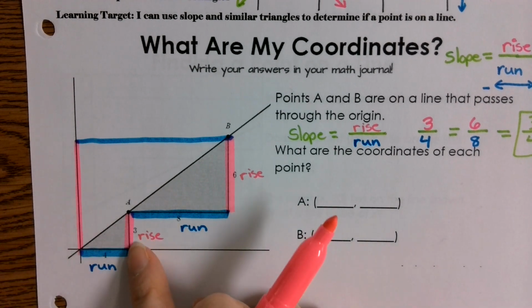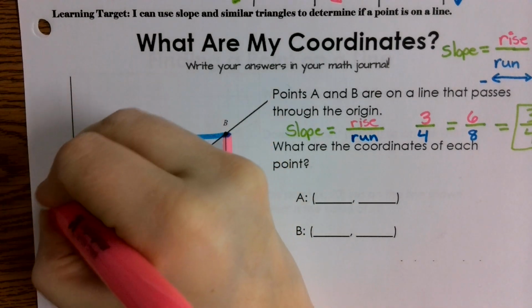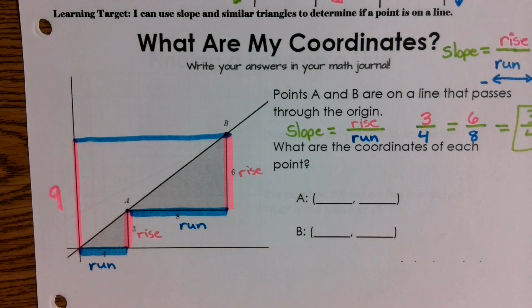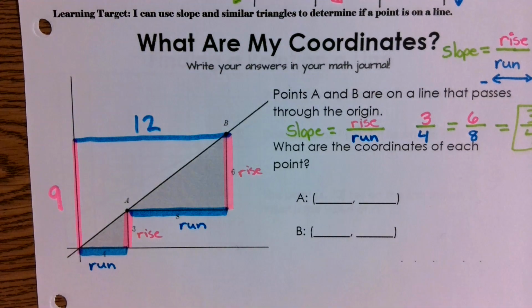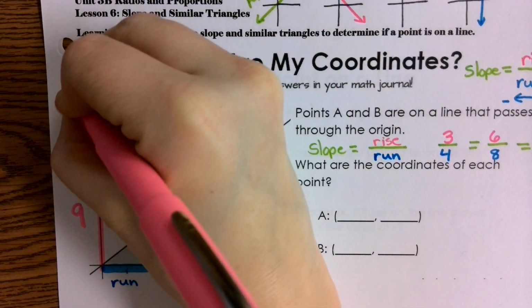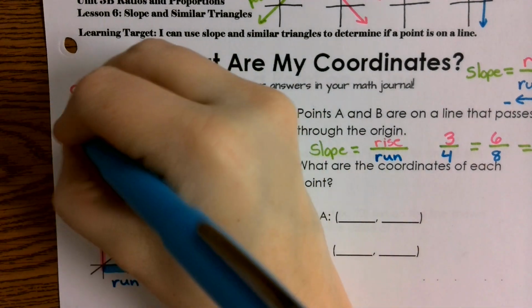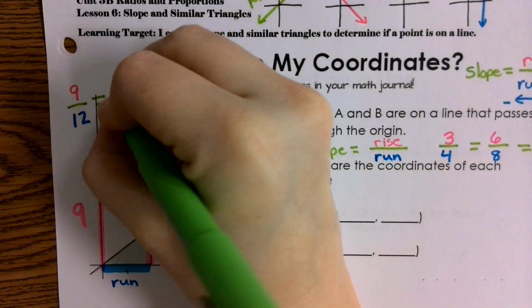9. Let's see, if we have 3 and then we have a 6, 3 and 6 is going to create that 9. Okay, and then what do you think the run is going to be? 12, right? If we have 4 and then another 8, that whole thing together is 12. And if we were to put that as a slope, that would be 9 over 12. And wouldn't you know it, it comes out to the same thing. It still comes out to 3 over 4.